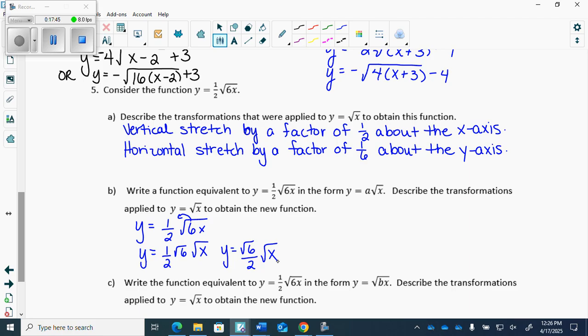But what did you write for vertical stretch? 1/2 root 6? Yeah, but when you wrote words, describe the transformation. You just didn't keep reading? You stopped at the period and didn't keep reading? Okay. Vertical stretch by a factor of root 6 over 2 about the x-axis.